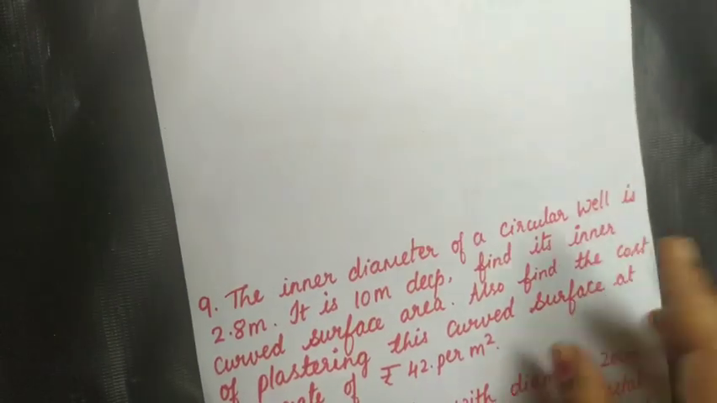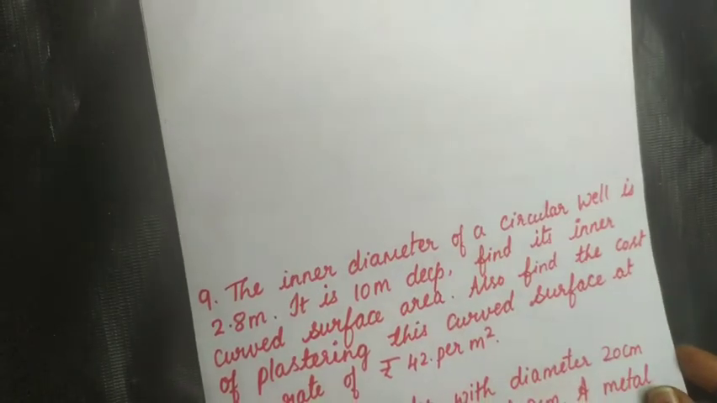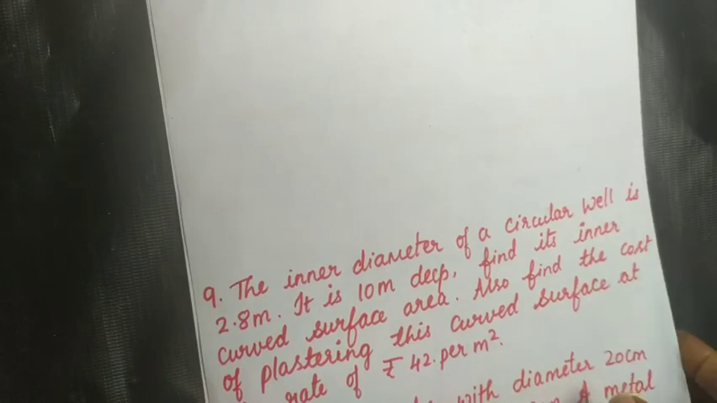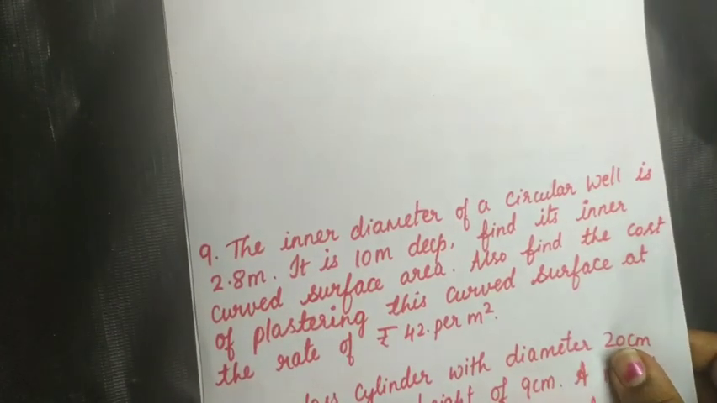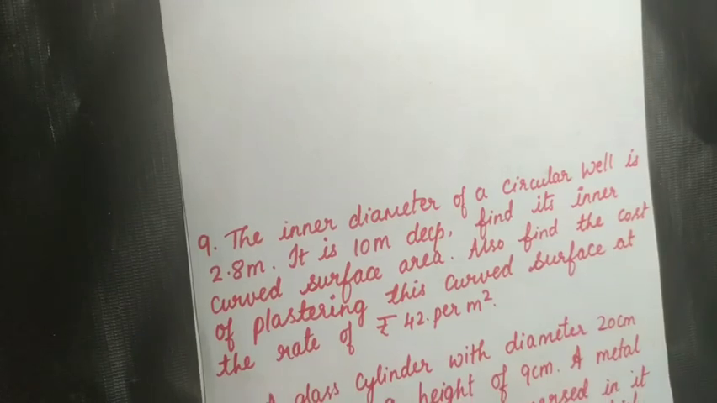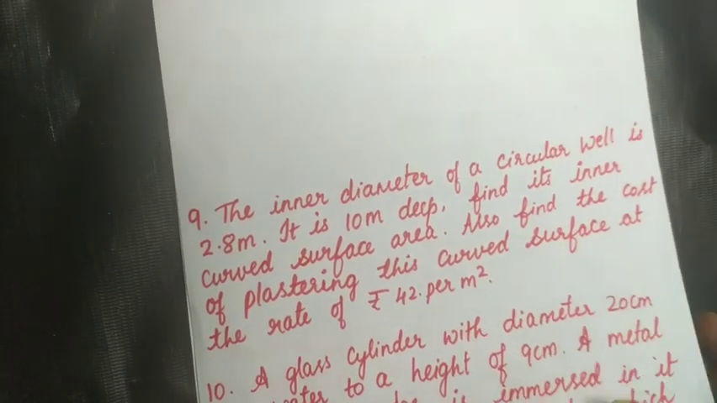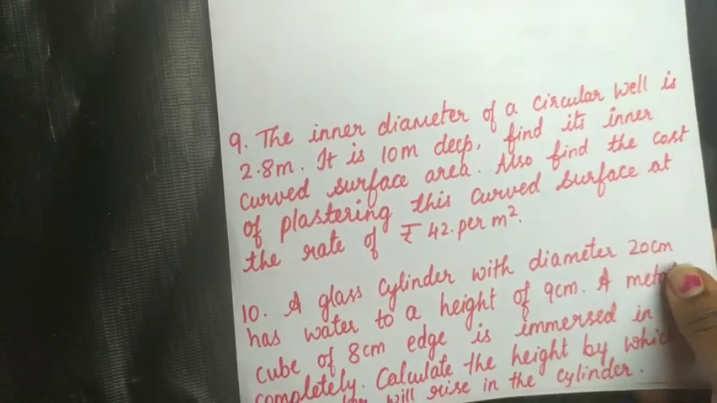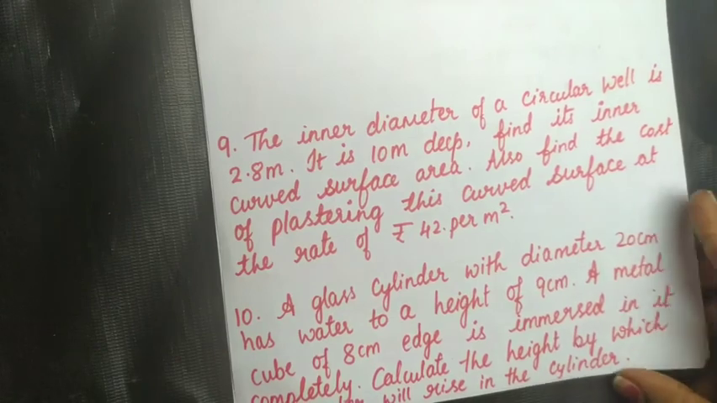Next, the 9th one also: the inner diameter of a circular well is 2.8 meter. It is 10 meter deep. Find its inner curved surface area. Also find the cost of plastering this curved surface at the rate of 42 per meter square. This is also your assignment. Whoever is watching this video, I expect you to try this problem.